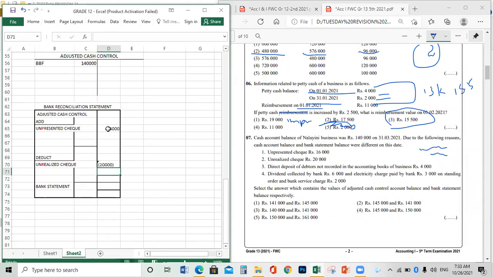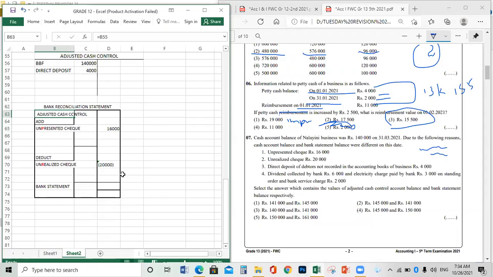Then after that, direct deposits of debtor not recorded. It's an omission, guys. When there is a direct deposit, our cash balance increases. So go to your cash control and add it. Our cash balance increases, so add 4,000. Okay, then let's continue.